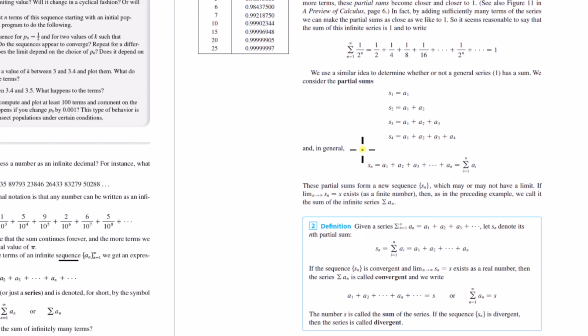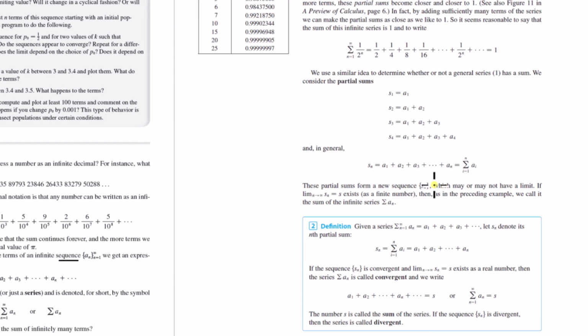Mathematical induction. You're proving the truth of a statement over a set of positive integers, right? So you would write out the first 5 or 6 terms of S sub n for a sequence, get a formula that you know is true for those first 5 or 6 terms, and then use mathematical induction to prove that that formula is true for all positive integers. All right, so these partial sums form a new sequence, S sub n, which may or may not have a limit. And that's what's nice.